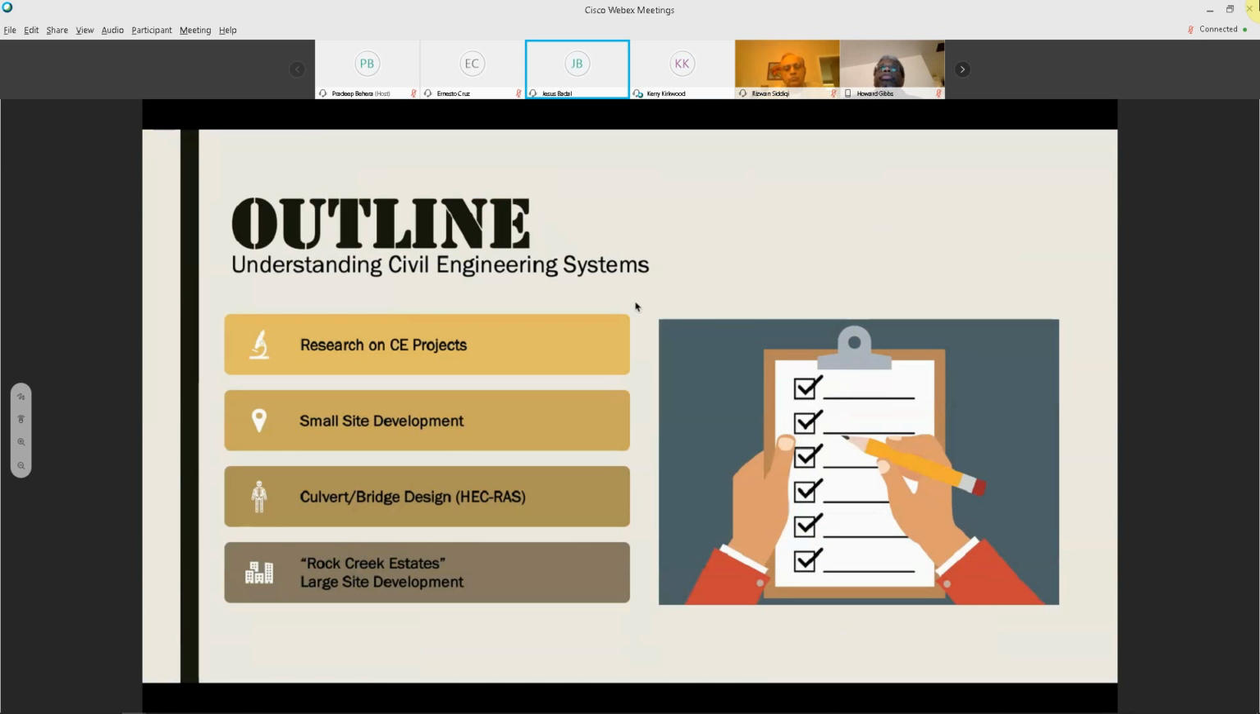So our project outline is to understand civil engineering systems. It took 4 parts, which we started last semester, at the beginning of the semester. So we started with research of civil engineering projects. Then we moved on to a small site development. And we did a culvert design using HEC-RAS. And finally, for our senior project would be the large site development. Next slide.